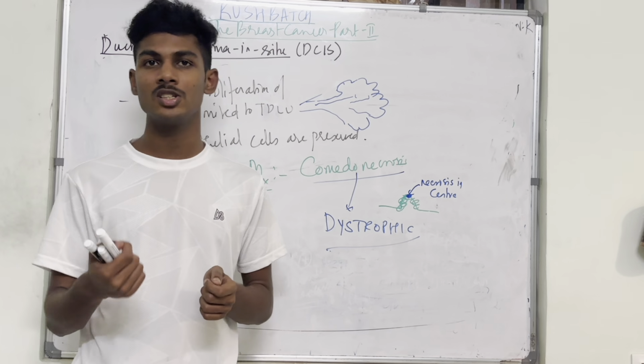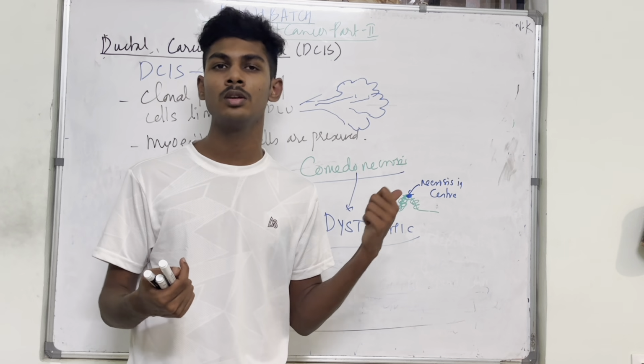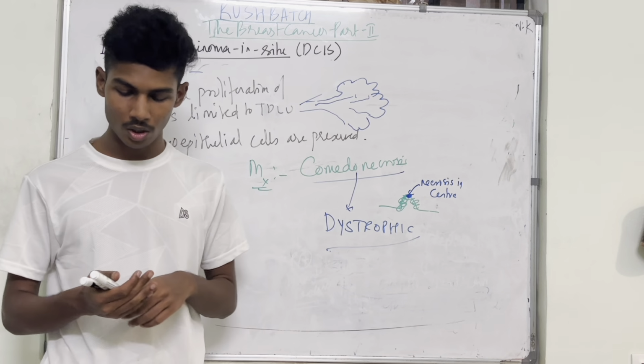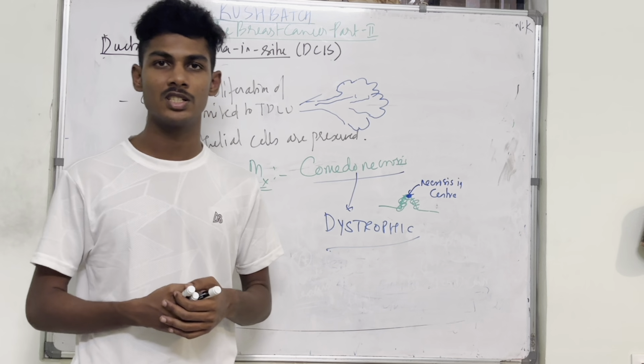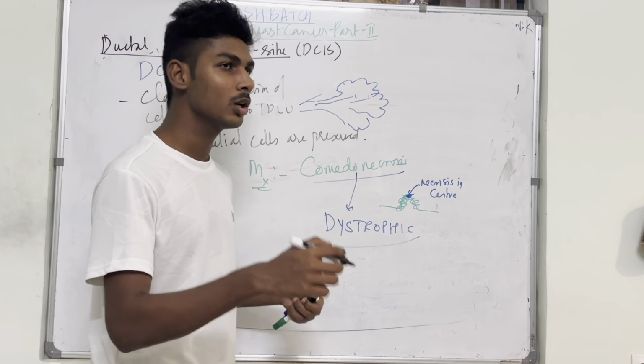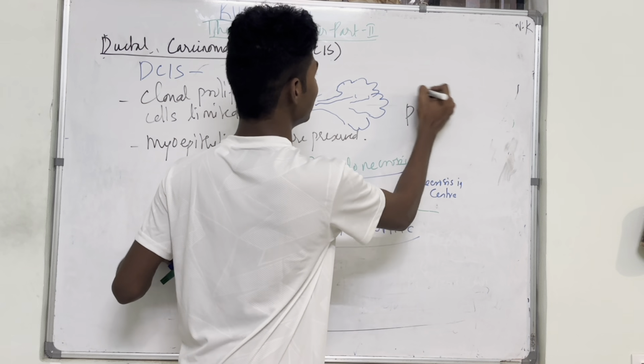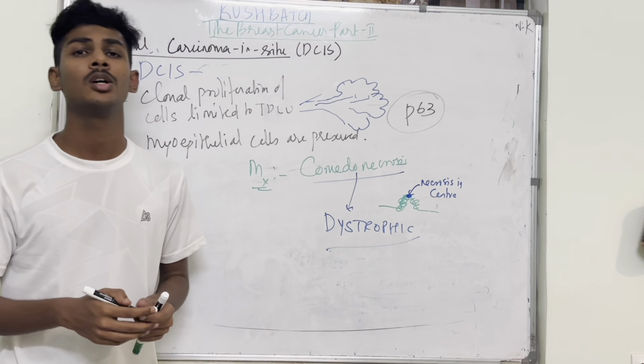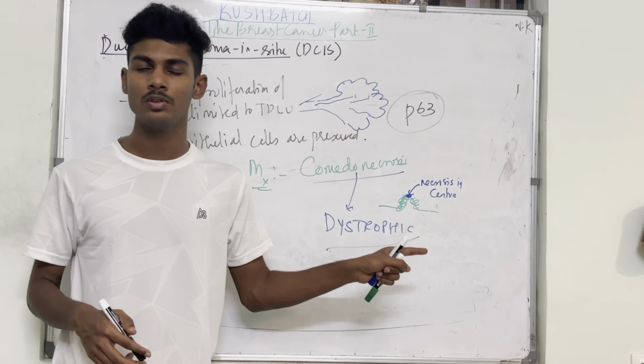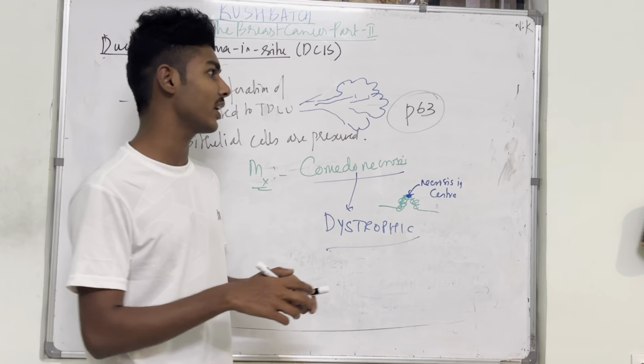Correct. When you take the biopsy and check if the myoepithelial cells are preserved, then which marker will be positive? How will you say that the myoepithelial cells are preserved? There is a marker called P63. It's not P53, it's P63. If this P63 is positive, then the myoepithelial cells are present, right?